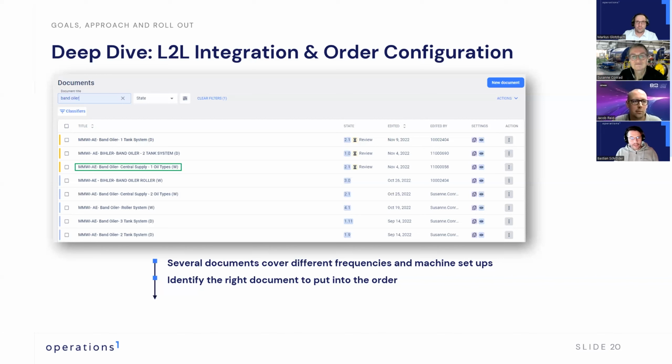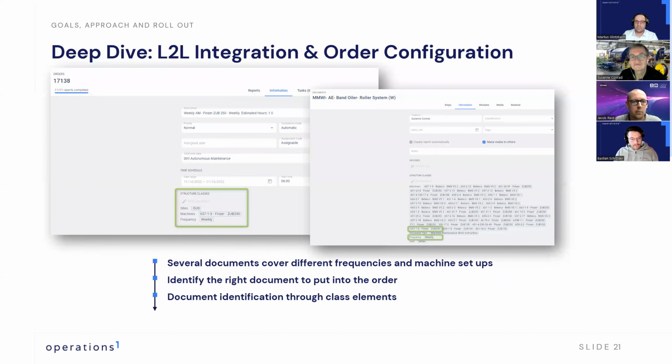And how do we know that in this specific order we just need the band oiler for the weekly frequency that is of a certain type? We identify the right document through the so-called classes. I mentioned that earlier. Please go to the next slide. We have structural classes and class elements that we can attach to the order and to the document itself. By doing that, we can match the order information to the document information.